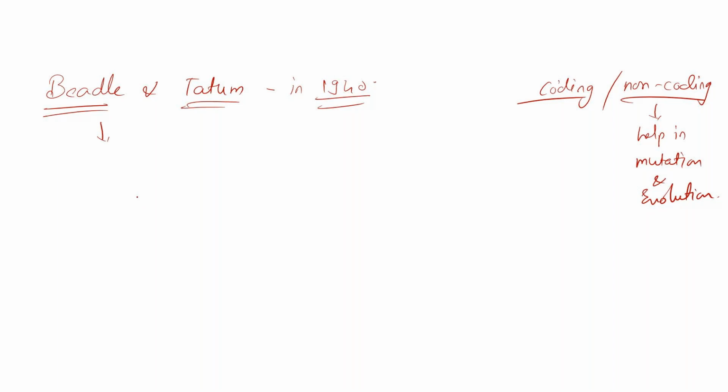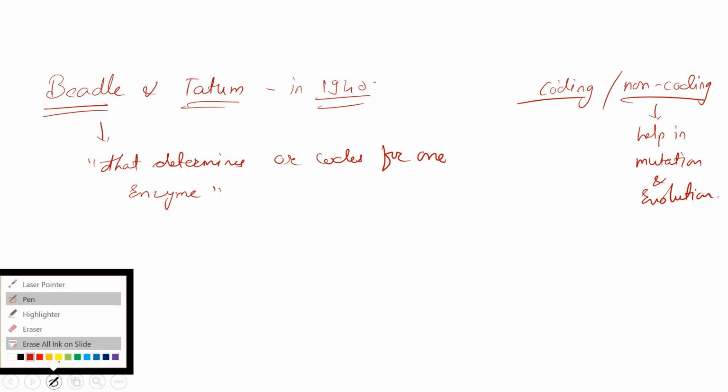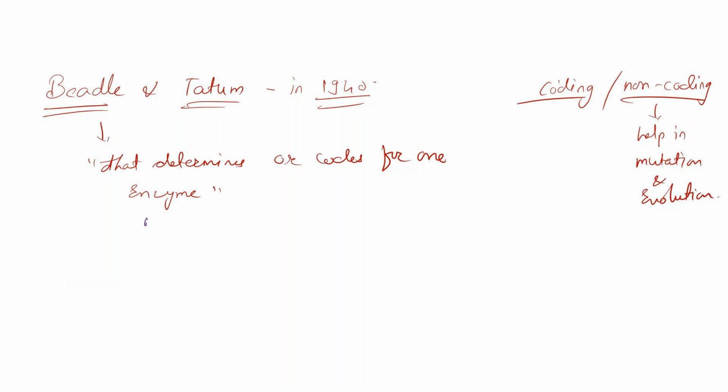What is a gene? A gene is a segment of genetic material that determines or codes for one enzyme. What they have just stated is that a gene is a part of DNA which codes for one enzyme. They have given a hypothesis, which means a supposition, called the one gene one enzyme hypothesis.